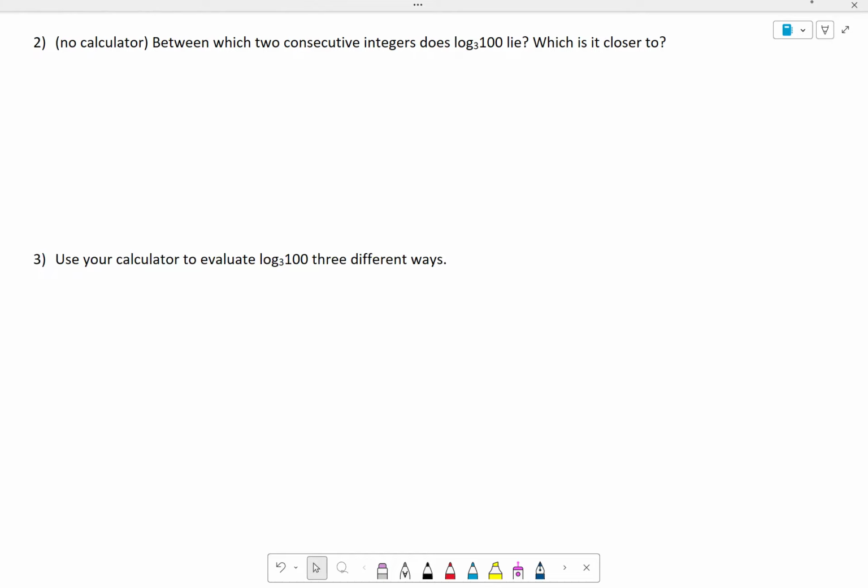Feliciano, what's another way to put it in your calculator? ln of 100 over ln of 3. Could we do this? Isabella, what do you think? Will that work? Kind of what we were talking about earlier, isn't it? Yeah, perfect.